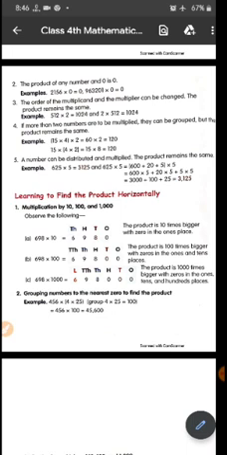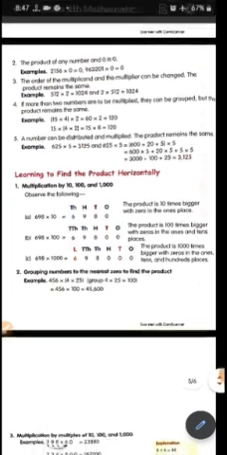Here in the example you can see that 15 into 4 in bracket into 2 gives 60 into 2, which is 120, or 15 into 4 into 2 in bracket gives 15 into 8, which is equal to 120, in which both are the same products.